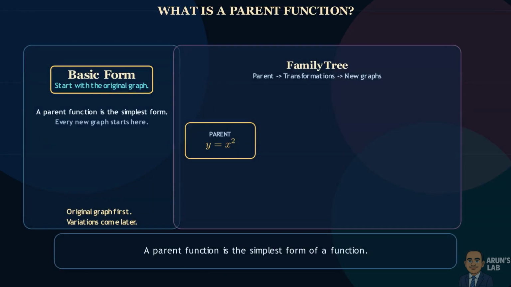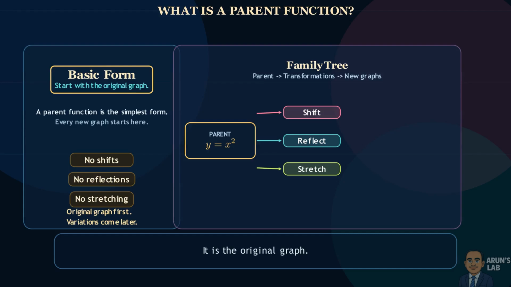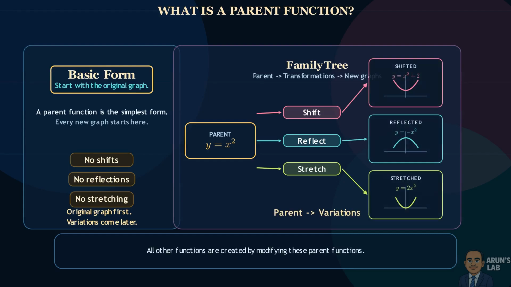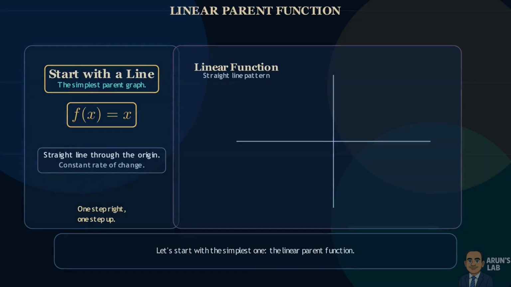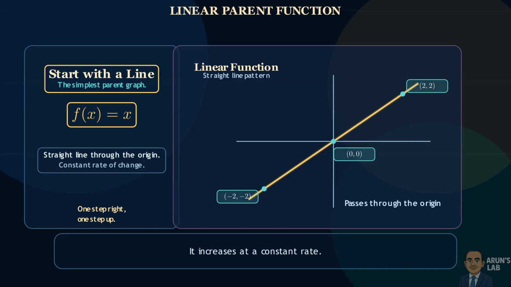A parent function is the simplest form of a function. It has no transformations, no shifts, no reflection, no stretching. It is the original graph. All the other functions are created by modifying these parent functions. Let's start with the simplest one, the linear parent function. f(x) = x. This produces a straight line passing through the origin. It increases at a constant rate.